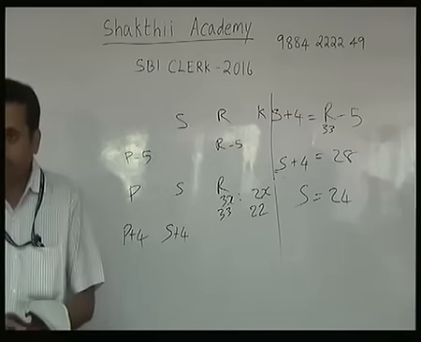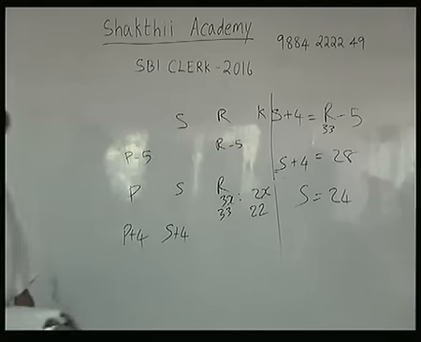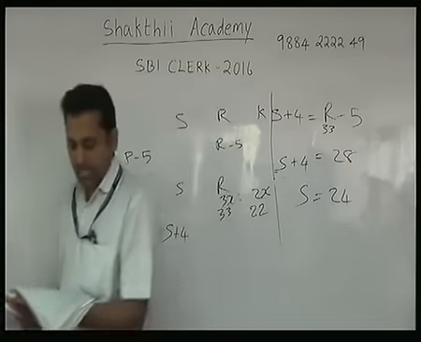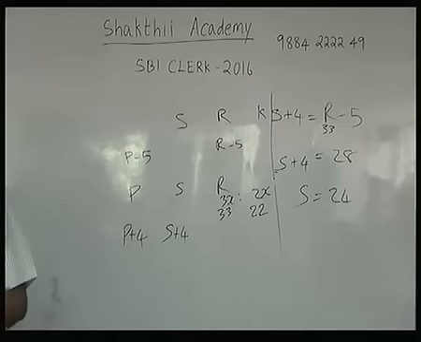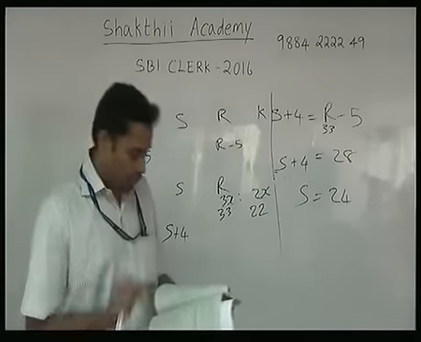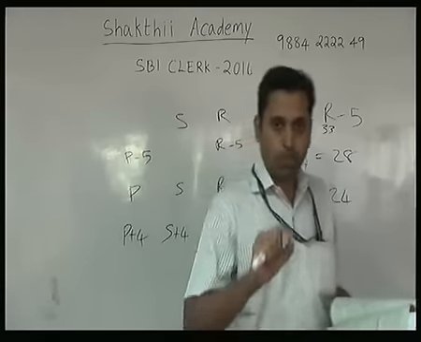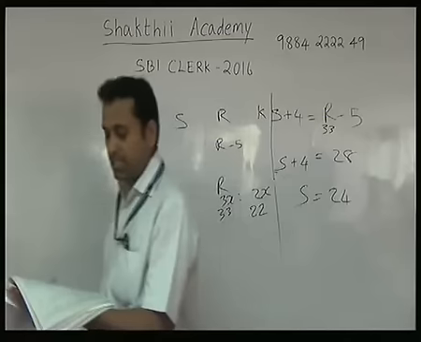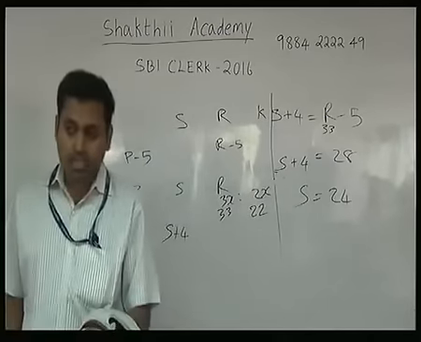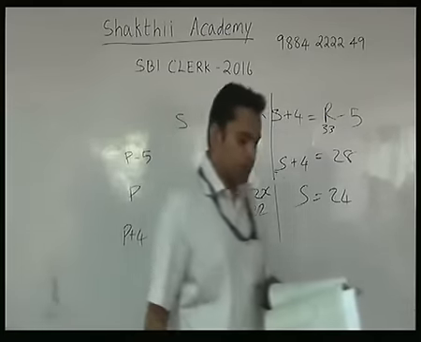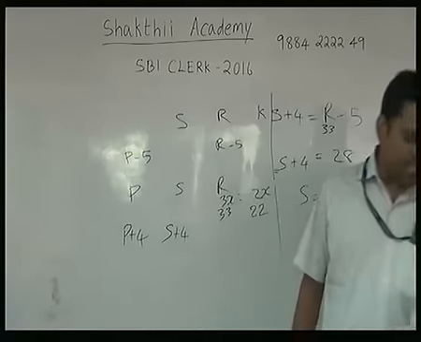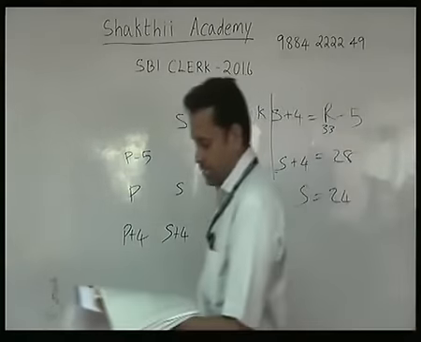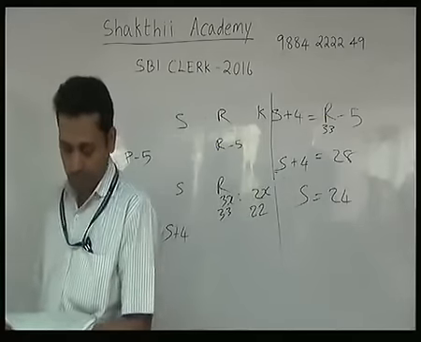4/9 of the girls and 3/7 of the boys. 4/9, that is the meaning. 4/9 of the girls means 4/9. Clear? 4/9 of the girls and 3/7 of the boys of a primary school participated in annual sports.